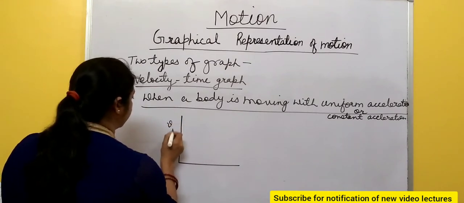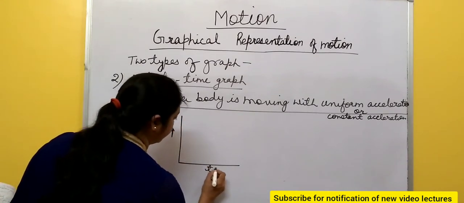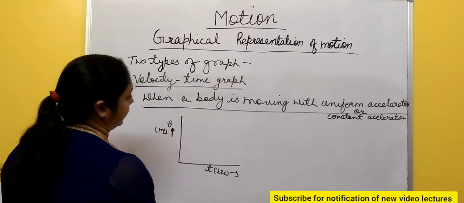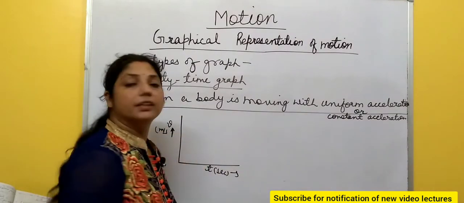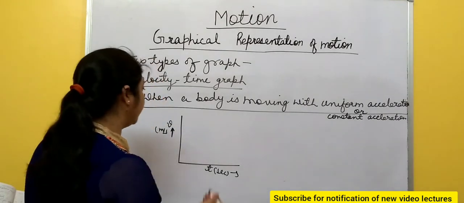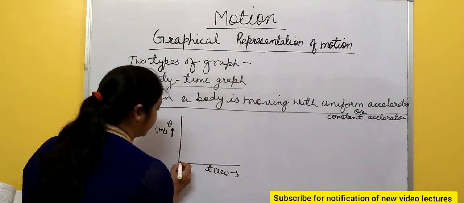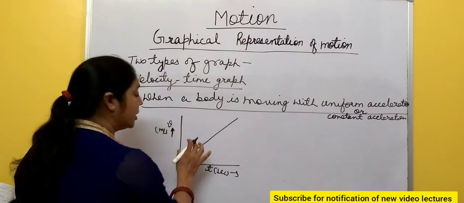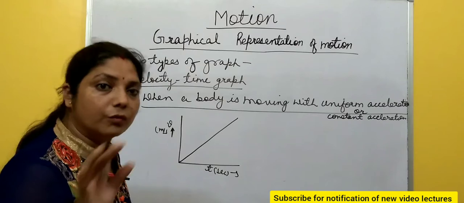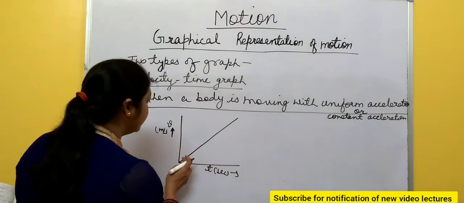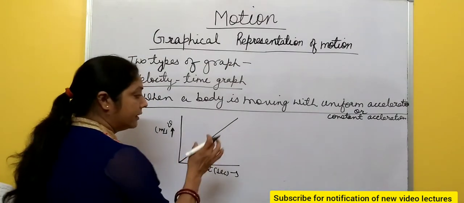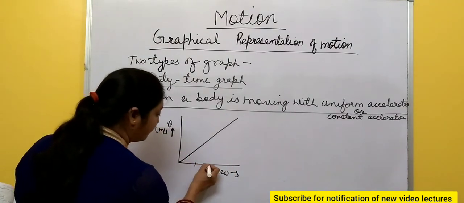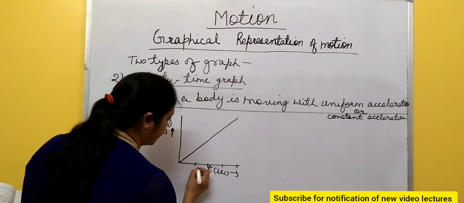Suppose v is along the y-axis and time is along the x-axis. It is in meter per second. When a body is moving with uniform acceleration, it means there is a change in velocity with time, but the change in velocity is equal in equal intervals of time. There is an increase in velocity, but the change in velocity is constant. Suppose at 1 second, 2 second, 3 second, 4 second. Okay, right?